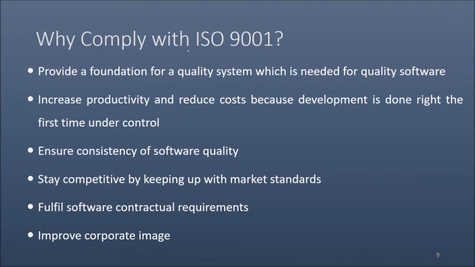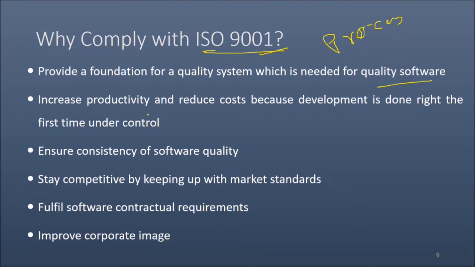So why comply with ISO 9001? First of all, ISO 9001 provides a foundation for a quality system, which is needed for quality software. It talks about the processes, so it is a process compliance standard. You might have heard about CMMI. That is the process improvement model. Here you have a process compliance standard.